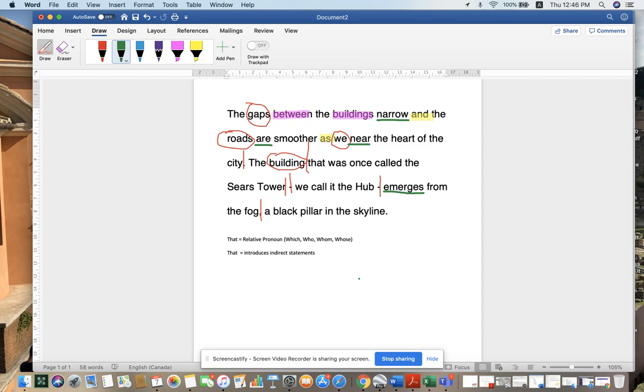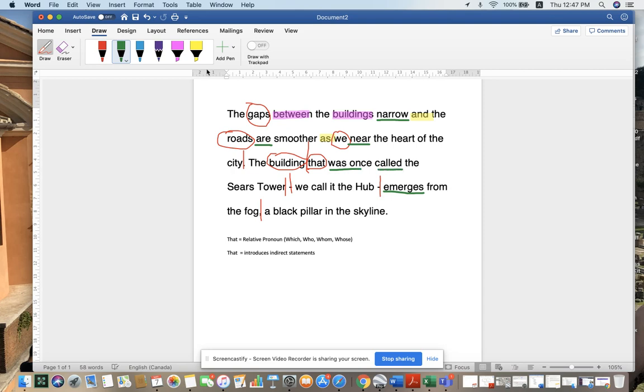Notice that when we put that who in there, we're dropping another clause and putting a sentence within a sentence. So we can totally dismiss it, because we can just say the building emerges from the fog. The rest is just describing the building. Going back to our relative clause here, where do you think the subject is? If you guessed that the subject is that, you are correct, because the predicate is was.